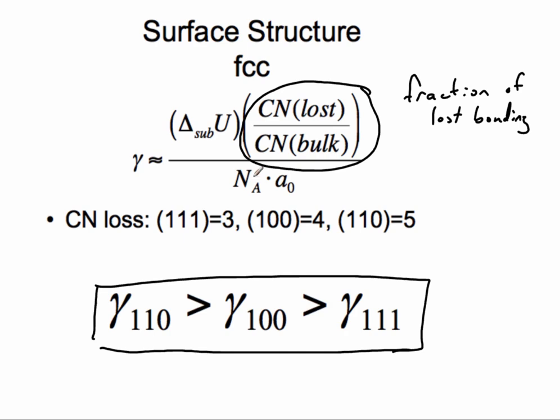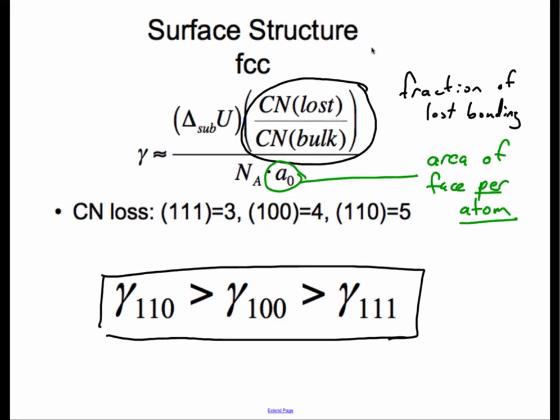A naught is going to be the area of the face per atom. This one's going to be a little bit tricky to calculate, so I'll do an example for you in the next screencast.